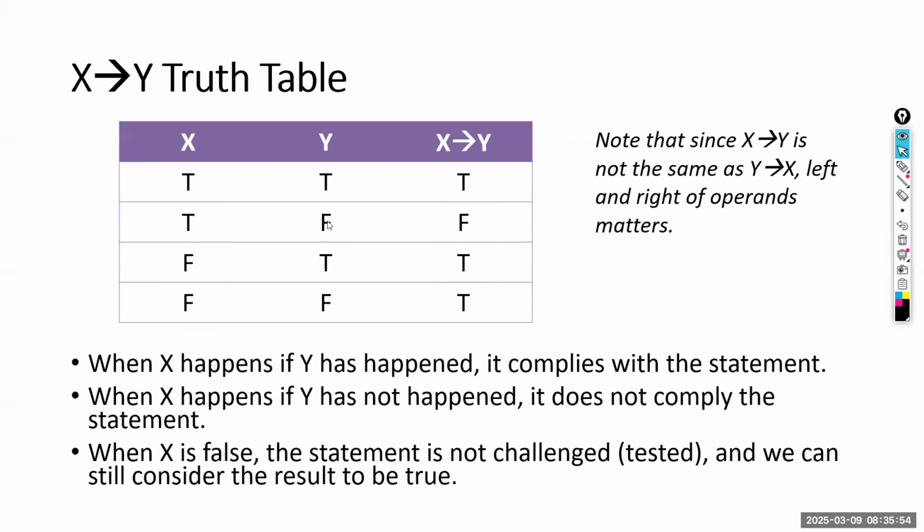X implies y. If x is false and y is false, how is the output true? That is why I told you, you can think of this like a don't care condition. You give the benefit of the doubt to this statement, because it is not challenged. This statement is challenged only when x is true. I'll give you a real world example.